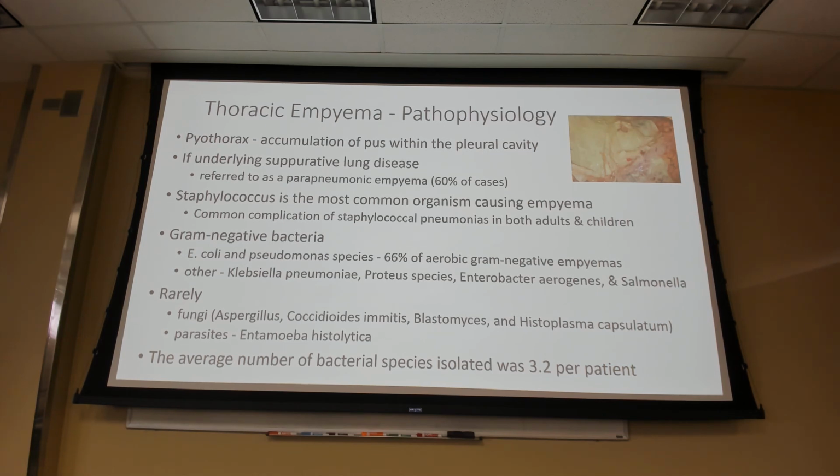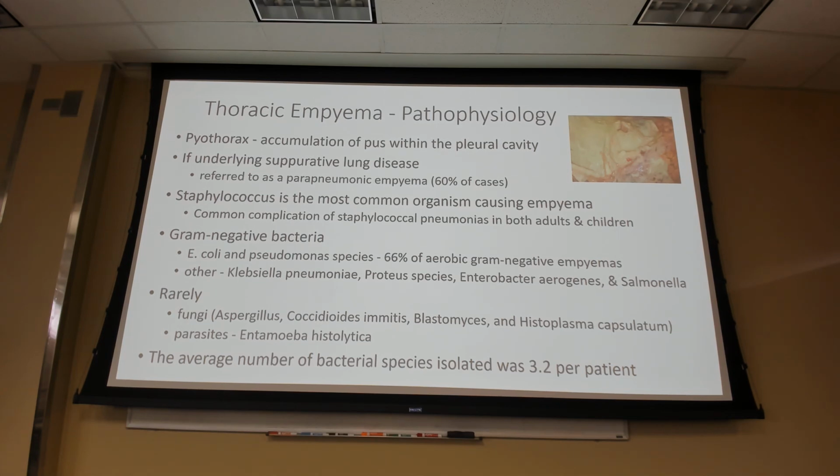Then a thoracic empyema. So this is basically pus accumulating within that pleural cavity. We also call it pyothorax. In order to evaluate this, we need to figure out what's causing it. So the best way is to draw that fluid off and evaluate it. So these are typically from multibacterial infections. Staph is the most common organism, but like it says on the bottom, we typically isolate more than one bacteria species per patient.